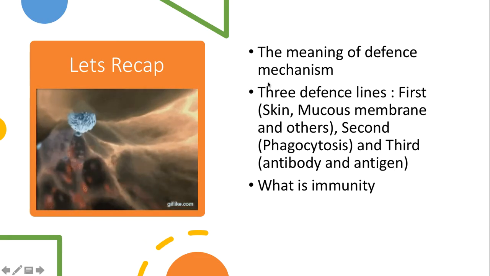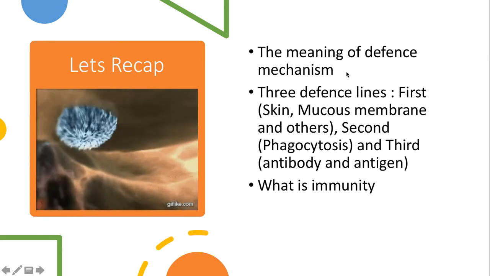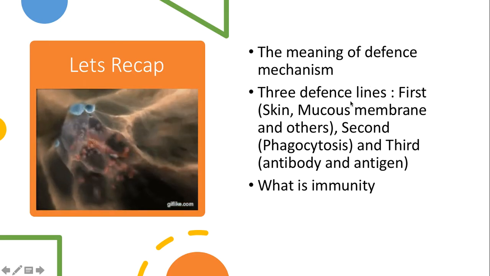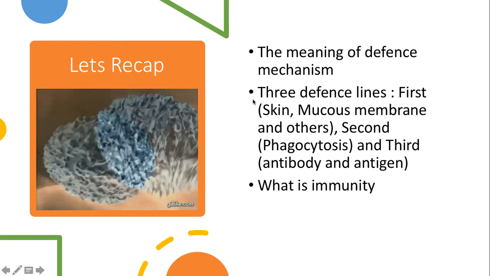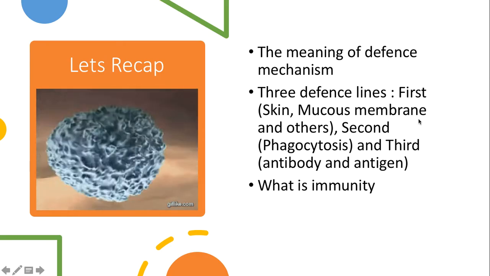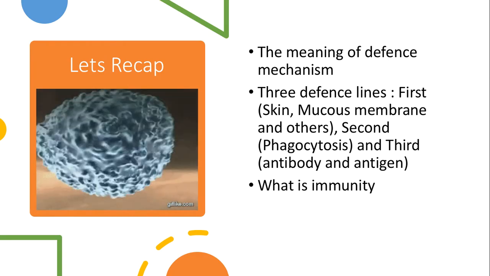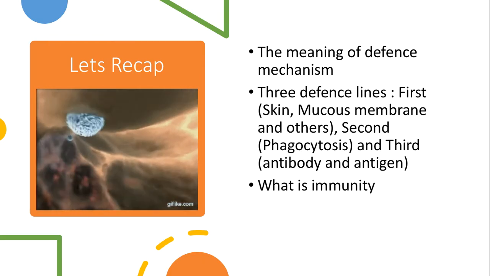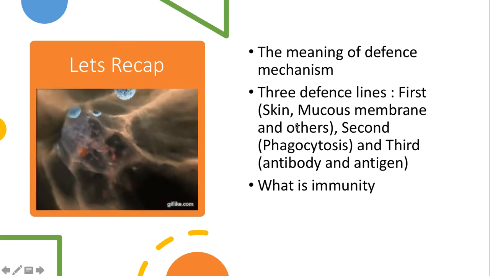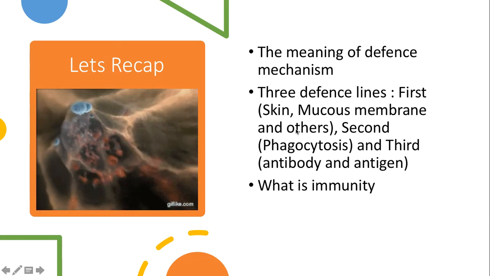Okay, previously you did learn about the 3 defense line, 3 barisan pertahanan. The first defense line involves the outermost layer, which is our skin, mucous membrane that lining up your digestive tract and respiratory tract. Okay, sistem pencernaan dan sistem pernafasan. Others ni involve macam your earwax, your tears and vaginal secretion, if you still remember.